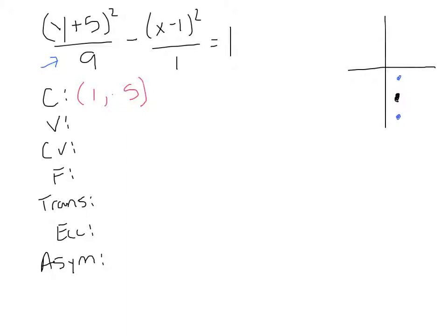Well, if I'm at 1, negative 5 and I move up 3, then I'm at 1, negative 2. And if I'm at 1, negative 5 and I move down 3, I'm at 1, negative 8.